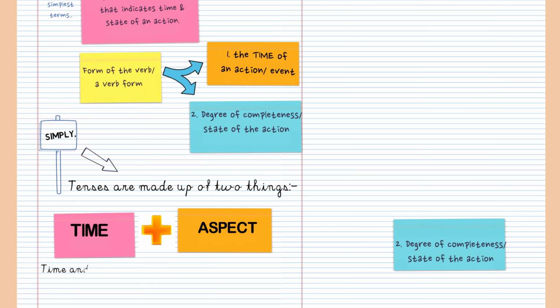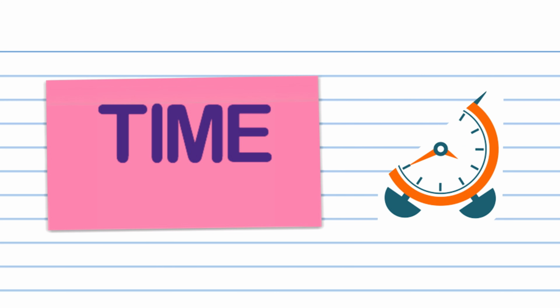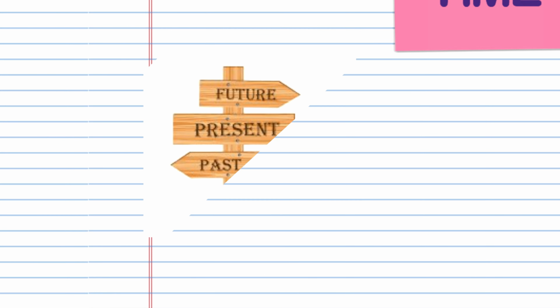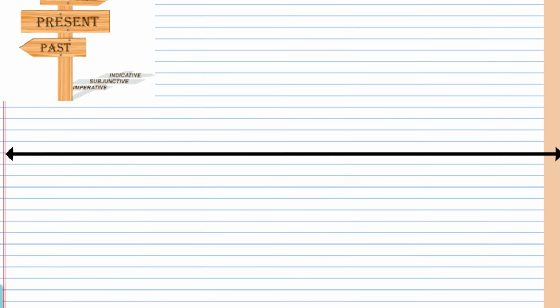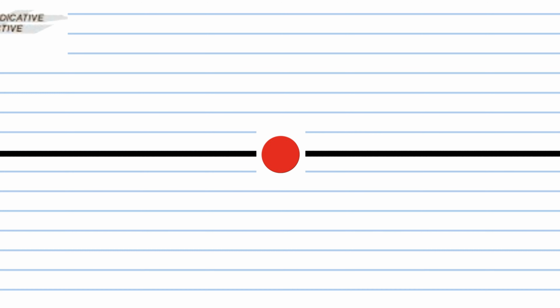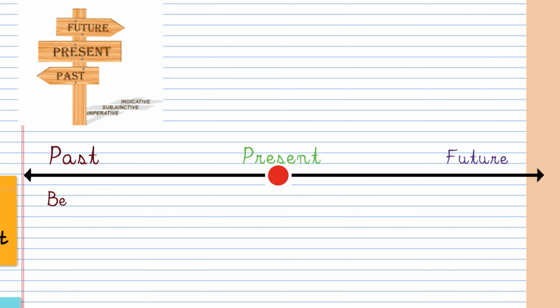Let's go back to the point where we learned that tenses in English are made up of time and aspect. Time is a universal concept and it has three divisions: past, present, and future. Just have a look at this timeline. It's a useful tool to understand tenses in English because tenses are used to talk or write about different times like before, now, and later. There are past, present, and future.